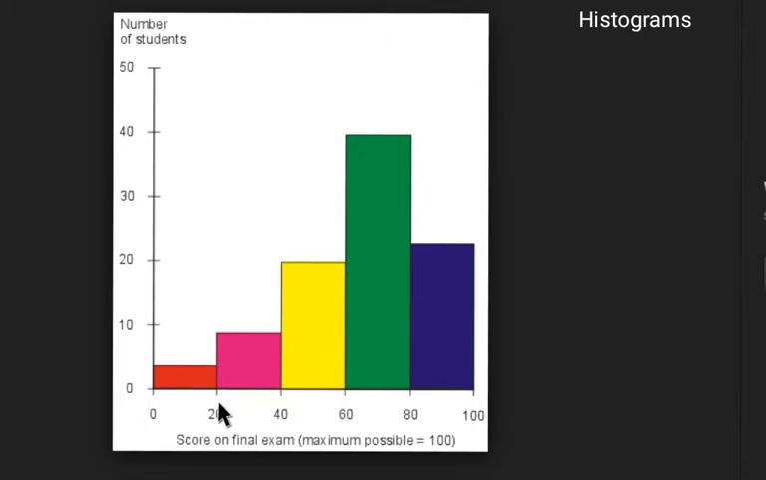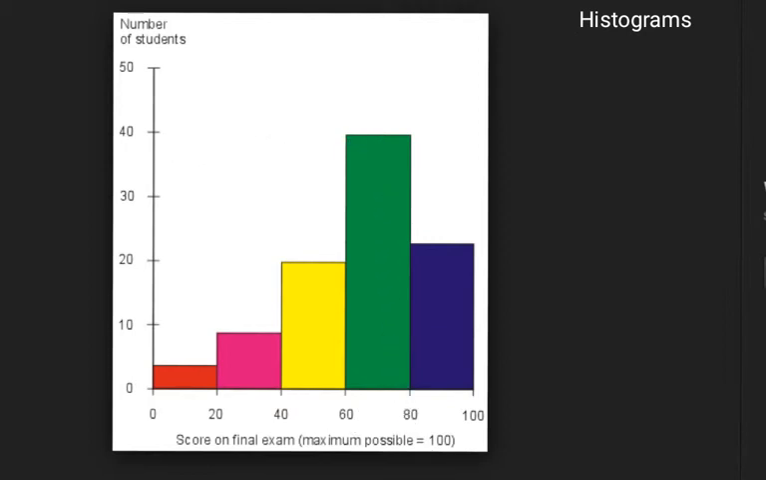People that scored 0 to 20, looks like there were maybe 3 of them. People that scored from 20 to 40, looks like maybe 9. A little bit hard to tell with this. This appears clearly to be lined up with 20. So between 40 and 60, the scores between 40 and 60, there were 20 people. And it looks like scoring between 60 and 80 points, there were 40 people.